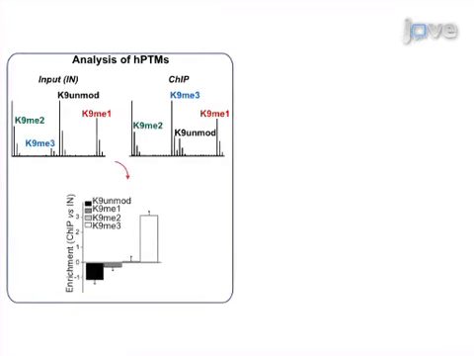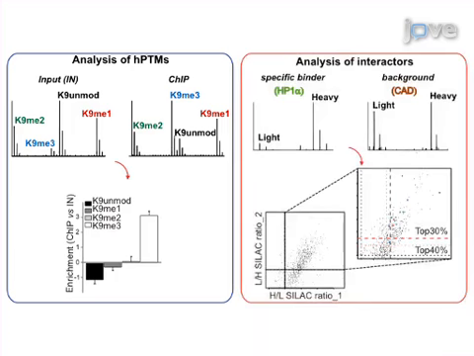Ultimately, mass spectrometry raw data are analyzed by ad hoc software, followed by manual inspection of the spectra to identify and quantify histone modifications and co-enriched proteins, based respectively on either the calculation of the relative abundance in immunoprecipitated material relative to input, or on the SILAC ratio in competition experiments using soluble peptide as competitor to the bait.